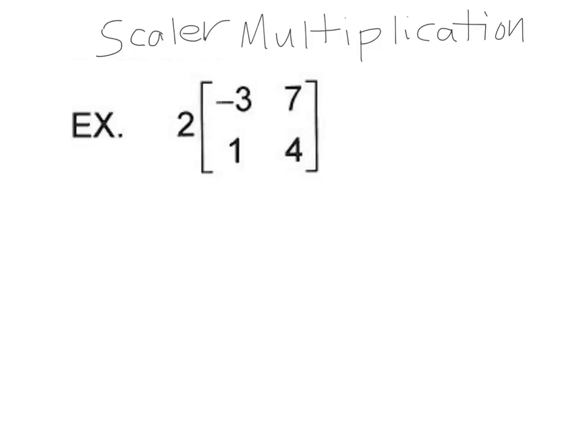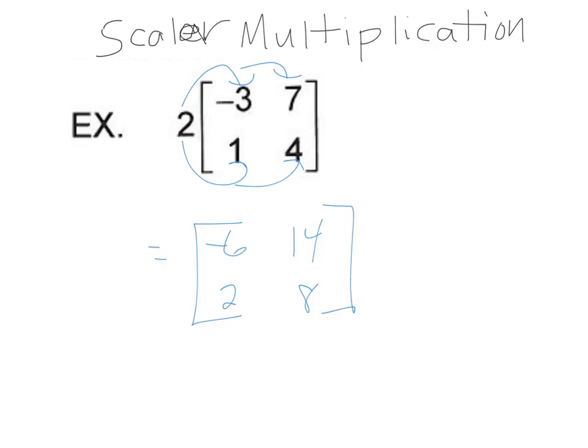Scalar multiplication, and I misspelled scalar there, sorry, that should be an A right there. Scalar multiplication is when a number is placed outside of the matrix and you simply multiply it times every number inside, and that outside number is called a scalar. And so I just basically multiply 2 by everything inside, and I end up with -6, 14, 2, and 8. So it scales the matrix. It makes it larger or smaller.